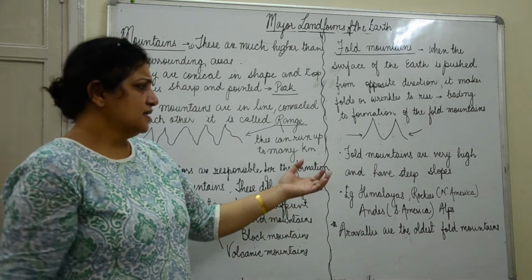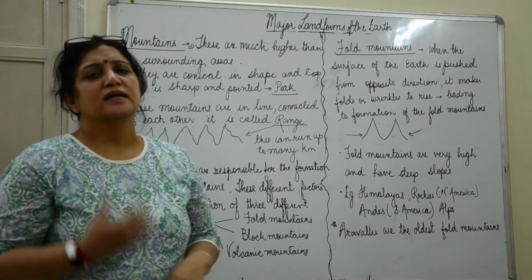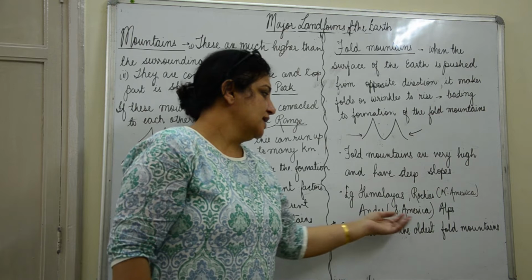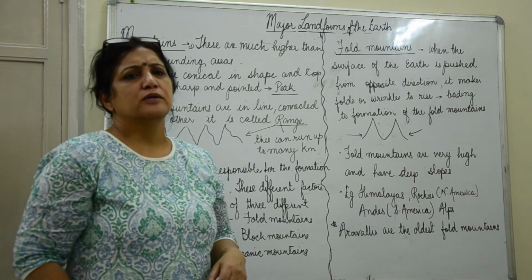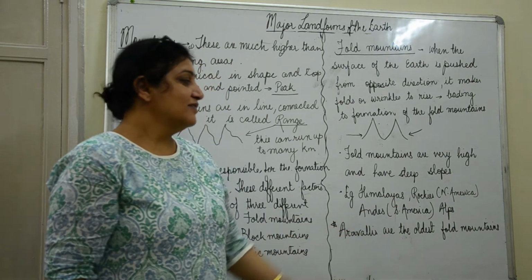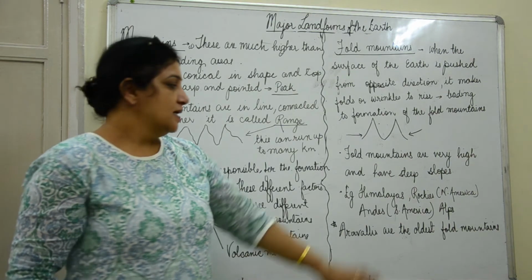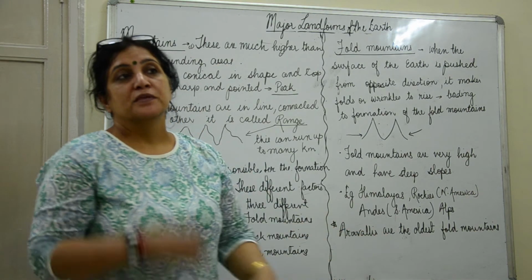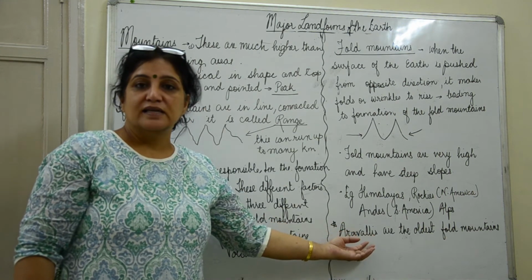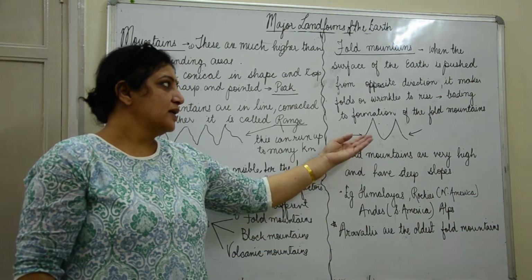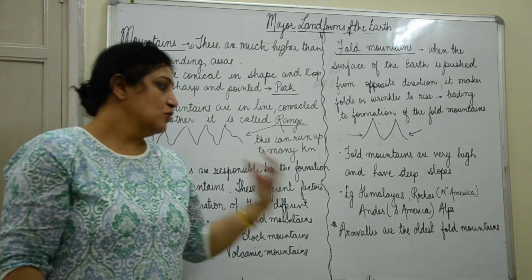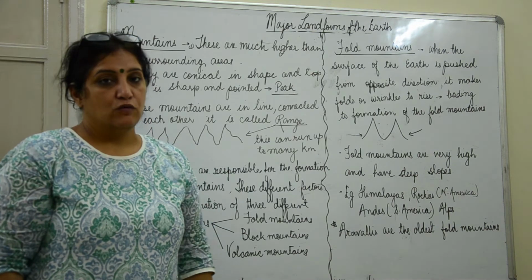Then these mountains are classified as old and young mountains depending on how long or how much before they were formed. So Himalayas, Rockies and Andes are the young fold mountains because they were formed about 60 million years ago. And Aravallis are the oldest fold mountains. Aravallis are also found in India. So if you've heard of a hill station called Udaipur, it is situated in the Aravalli range. They were also formed in the same way as the Himalayas were formed, but they were formed much before 60 million years ago. So they are the oldest fold mountains.